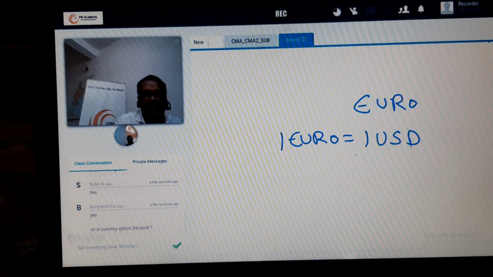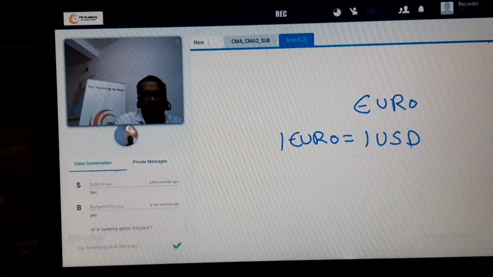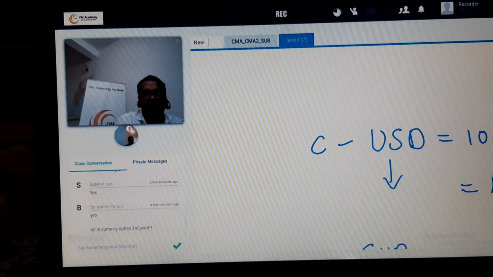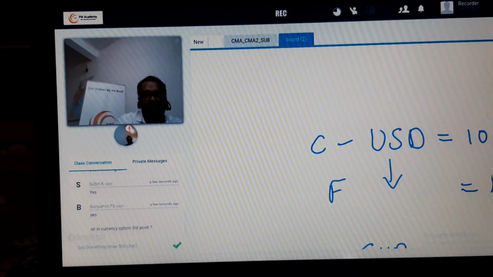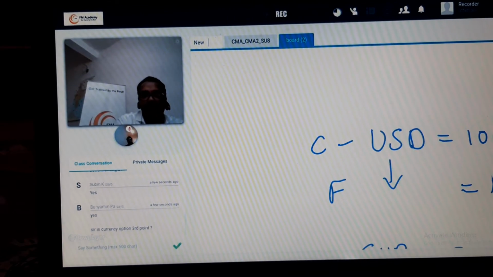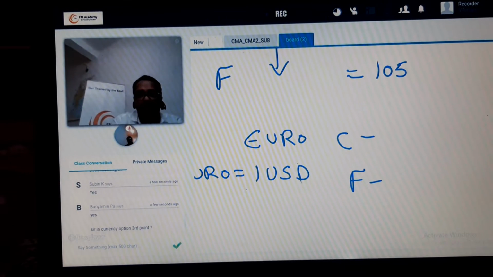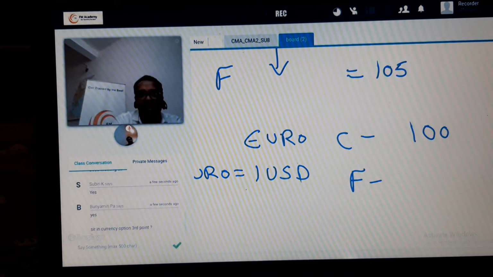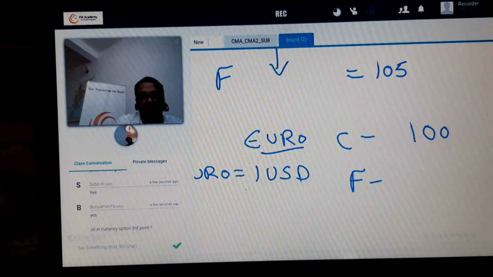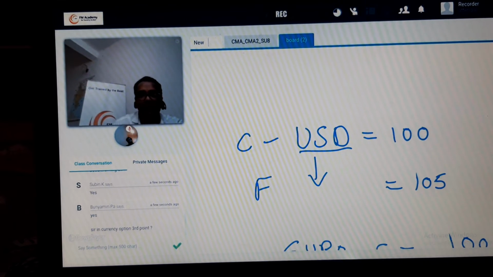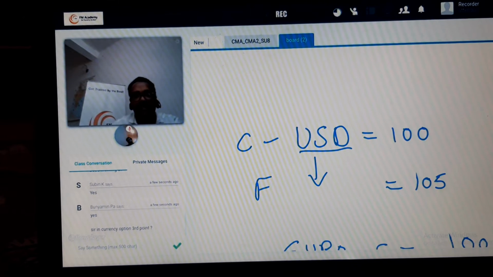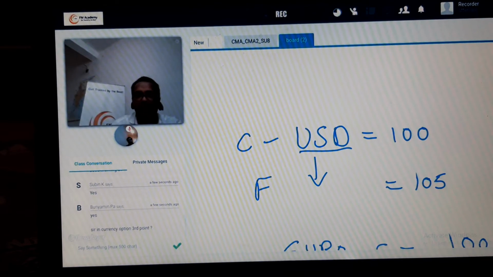So this is current situation, this is future situation. In euro, the current situation and future situation. What is it? €1. Euro is what? 100. Because exchange rate is 1 to 1. We are looking at the currencies. C means current situation. Future is future time, not our derivative future.